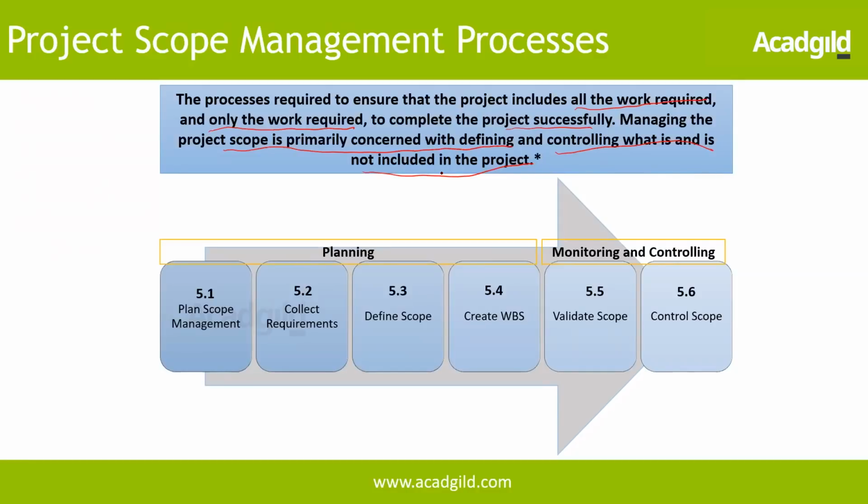So let's look at this process: in planning, plan scope management, collect requirements, define scope, then create WBS. This is the very first step for us to create the project plan. Then we validate the scope and control the scope during monitoring and controlling. These are the 6 processes in scope management.